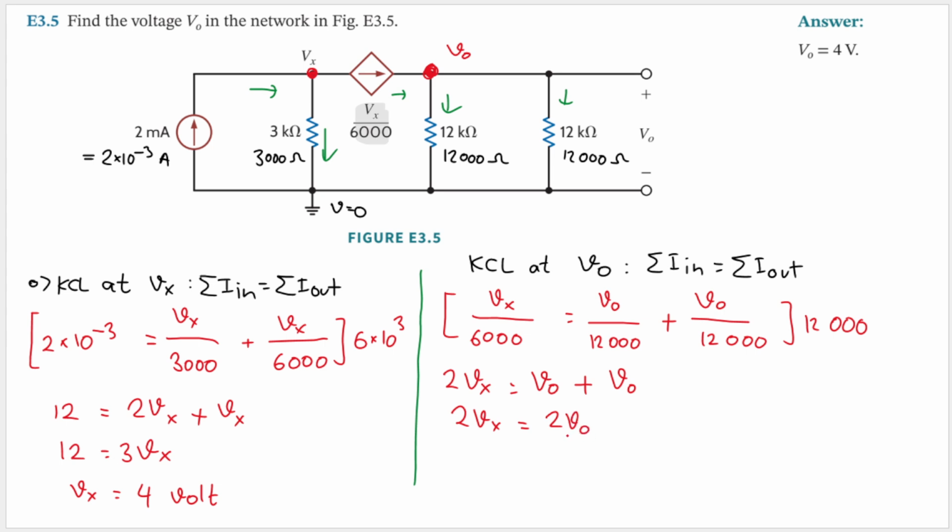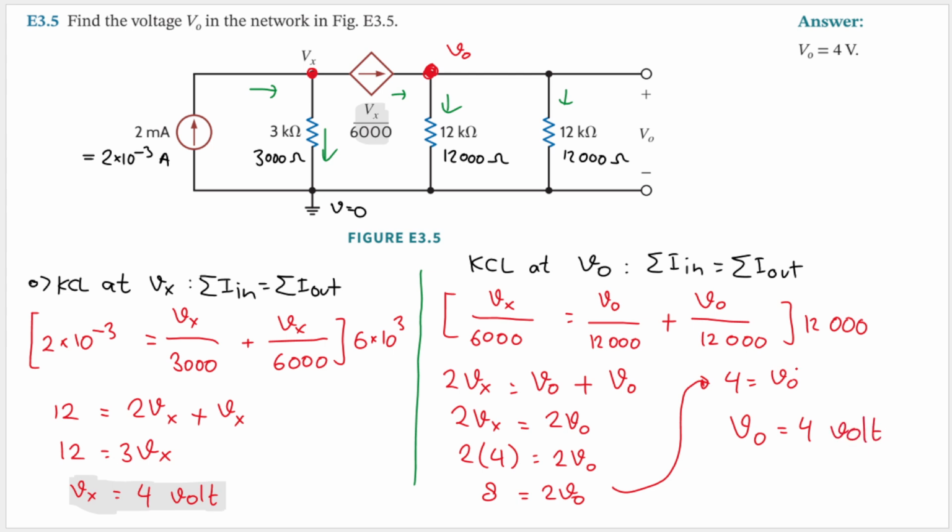But we have that Vx is 4 volts, right? From our previous KCL. So we can plug in 4 into this equation here. So we will have 2 multiplied by 4 is equal to 2V0. Now let's do some little math. 2 multiplied by 4 is 8. So we'll have 8 equals 2V0. And we can divide both sides by 2. So we'll have 4 is equal to V0, or V0 is equal to 4 volts.